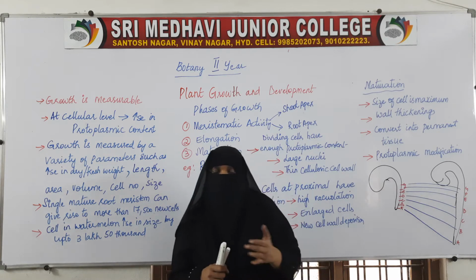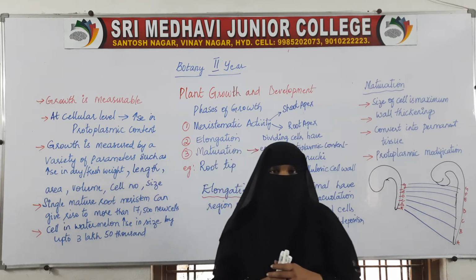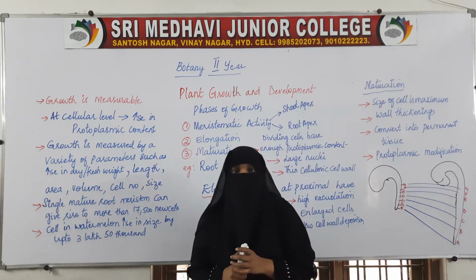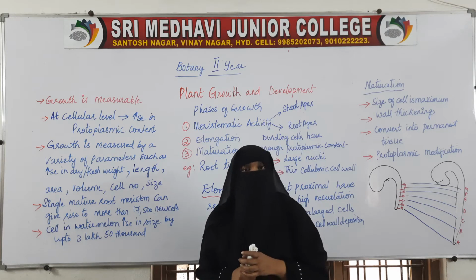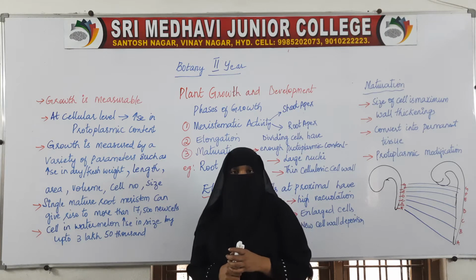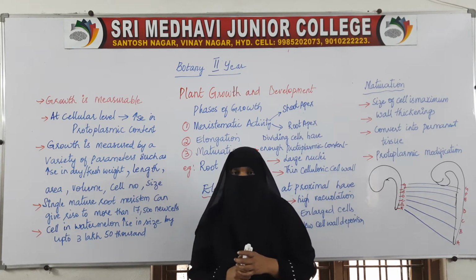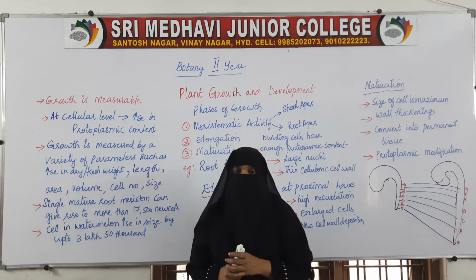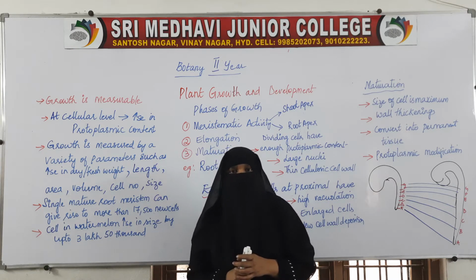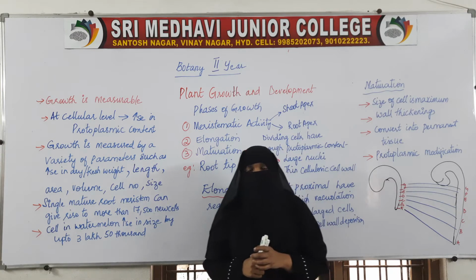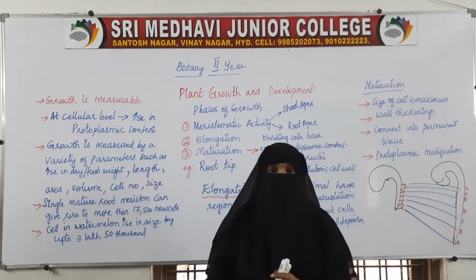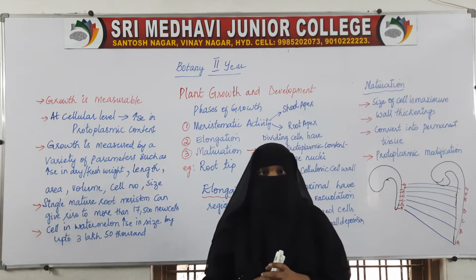So it is a very ordered process. The development of plants is a very ordered process, and the first stage in the development of the plant is growth. The first step in growth is seed germination.